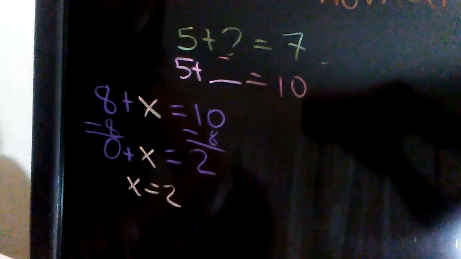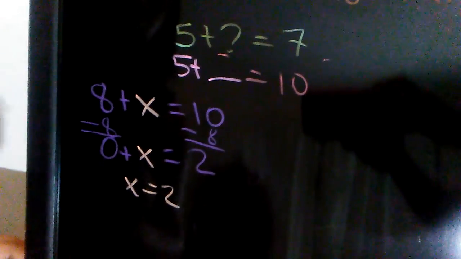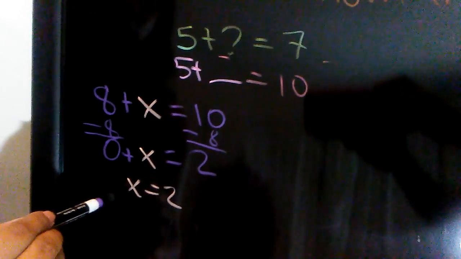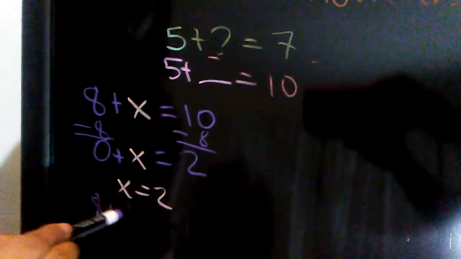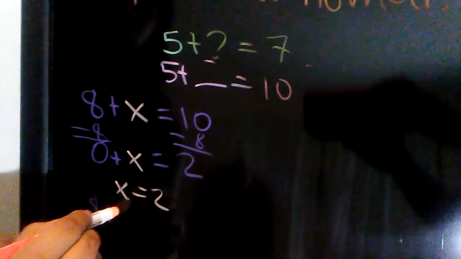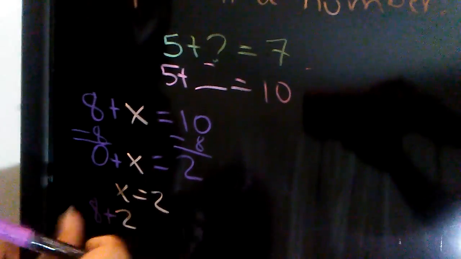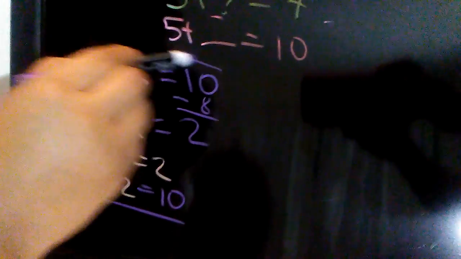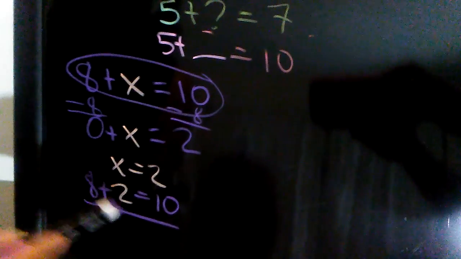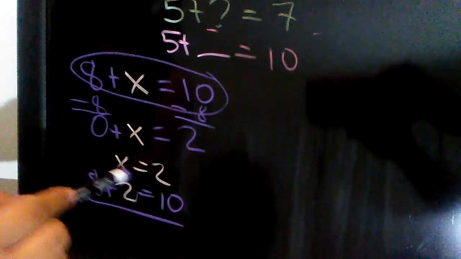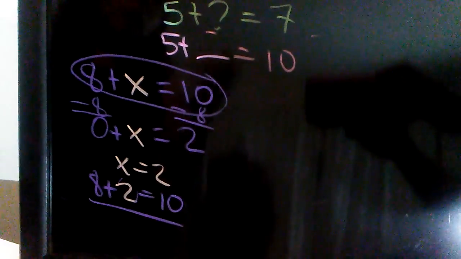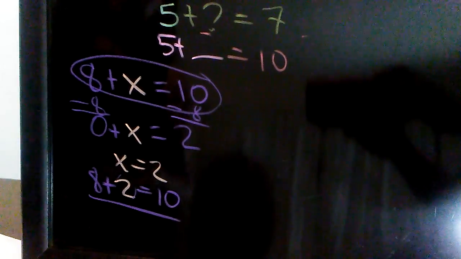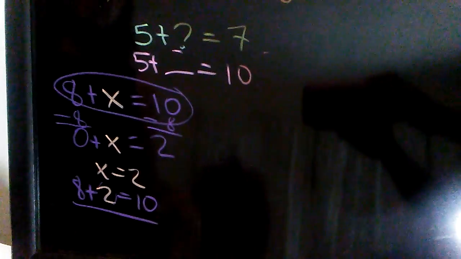So now we know that we could write this exactly the same. The exact same thing would be 8 plus 2 equals 10. That is what this equation was. But now we know that x is a 2. We don't just say it's a question mark. That's basically what it's for.